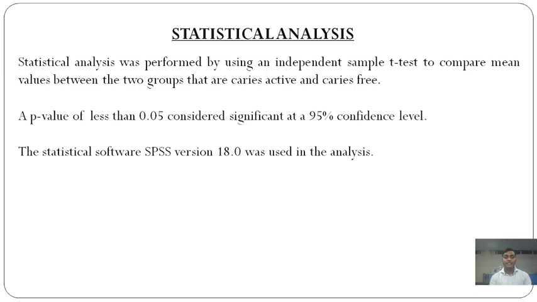Statistical analysis. Statistical analysis was performed using the independent samples t-test to compare the mean values between the two groups, that are caries-active and caries-free. A p-value of less than 0.05 was considered significant at the 95% confidence level. The software we used for statistical analysis is SPSS version 18.0.